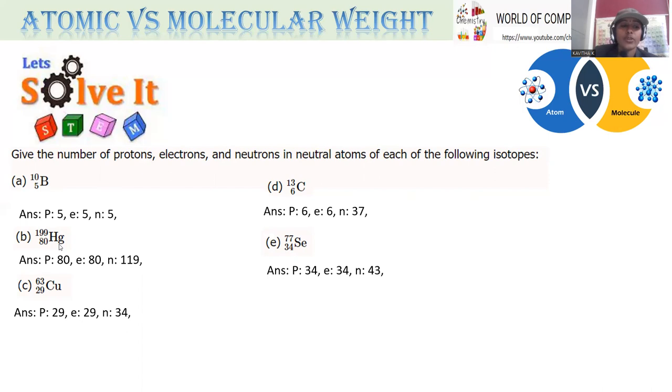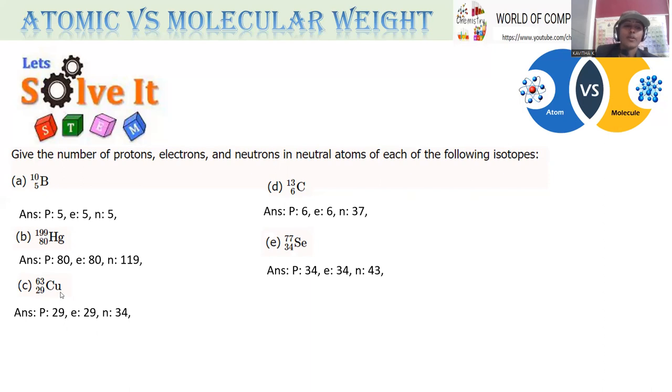Now move on to mercury. Atomic number is 80, and 199 is the mass provided. So with atomic number 80, protons are 80. Being neutral, electrons are 80. Now, how can we calculate neutrons? Take 199 minus 80, so mass minus atomic number, that will be 119. These many neutrons will be there.